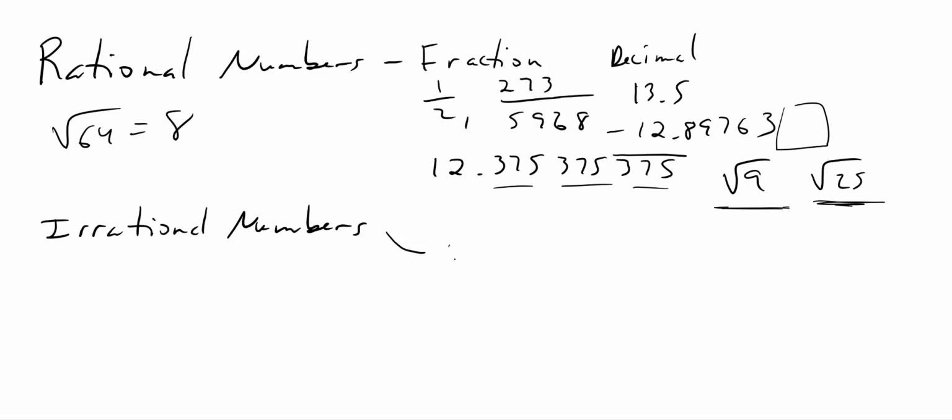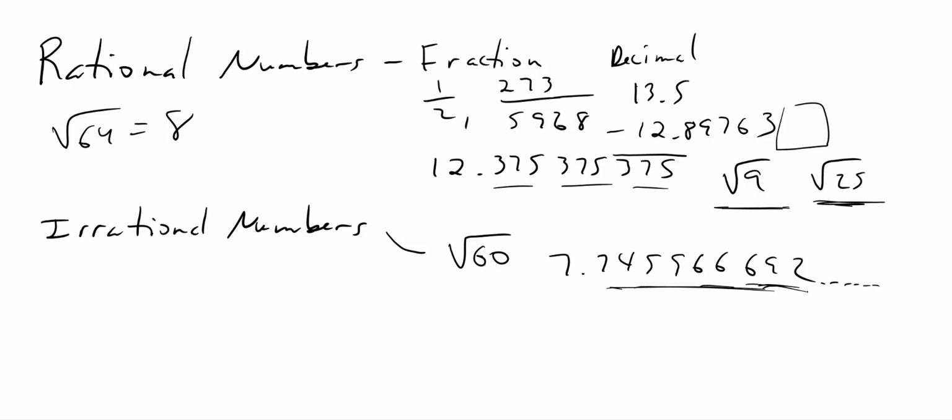But here's an irrational number, the square root of 60. If you try to type that in your calculator, and in fact I'm going to do it right now, it's going to give you something like 7 point something. The square root of 60 is 7.745966692, and then it keeps going. That's important, that it keeps going, but there's nothing repeating here. It's all different numbers. So that's an irrational number.